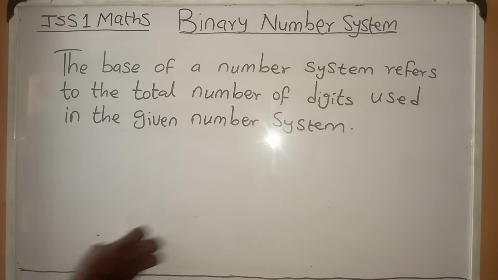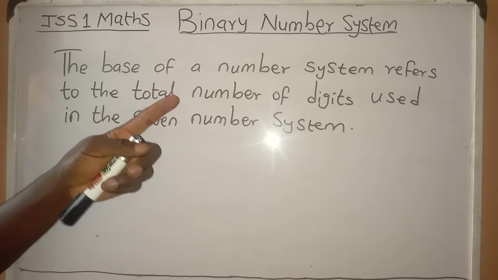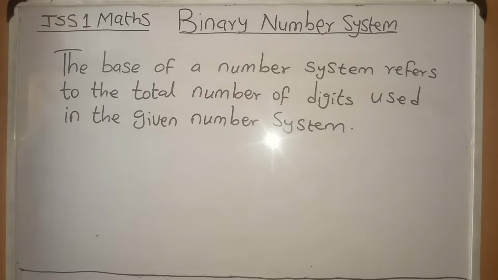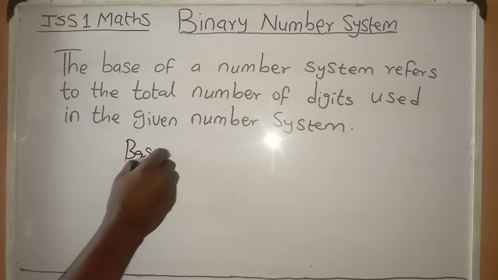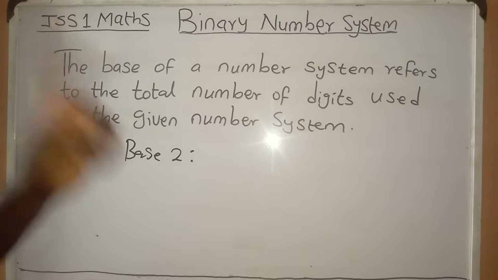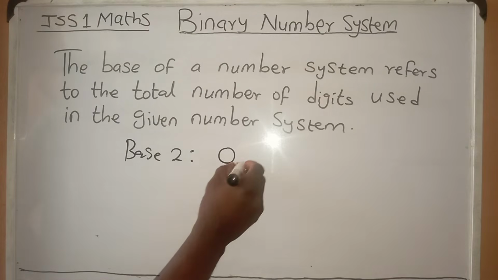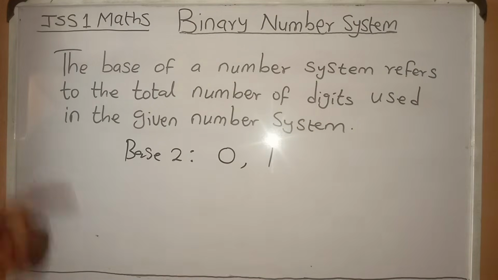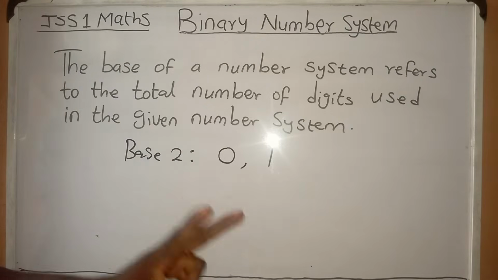Let's get the definition again. We said that the base of a number system refers to the total number of digits used in the given number system. Take for example base 2. When we talk about base 2, what are the digits that are contained in base 2? The digits that are contained in base 2 are 0 and 1. These are the two unique digits that exist in base what?